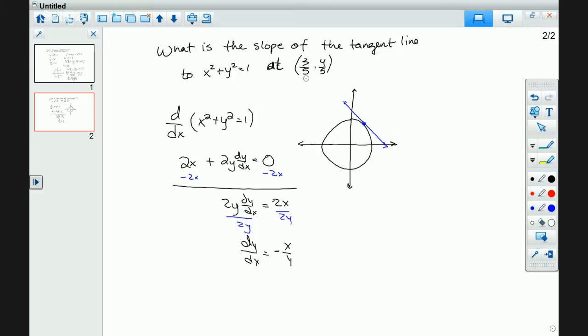The slope is, you plug these numbers in here, you get a value for the slope, right? So dy/dx evaluated at this point. Remember that notation? We haven't used it a lot, but it gets used throughout the year. So negative 3 over 4. So there's that. Negative 3 over 4.